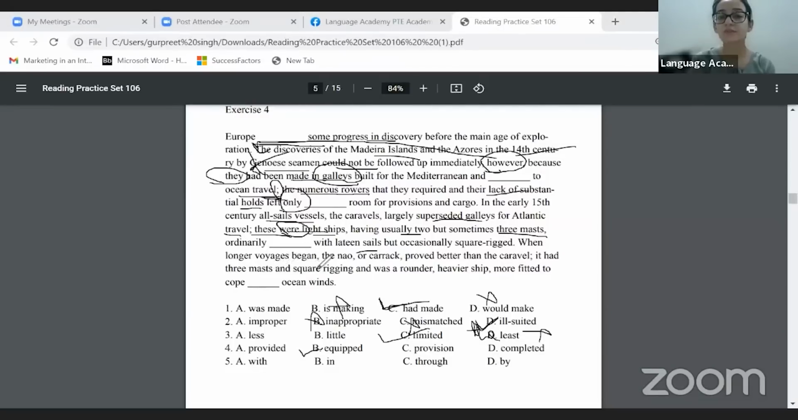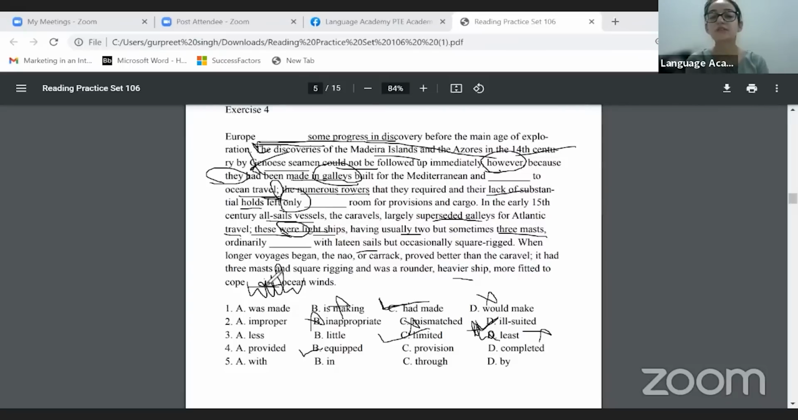When longer voyages began, the nao or carrack proved better than the caravel. It had three masts and square rigging and was a rounder, heavier ship, more fitted to cope ocean winds. So this is a complete collocation. Cope always comes with cope with. And this most of you have done, right? Because it's a common collocation. We use it in everyday life. You need to cope with your stress. We need to cope up with your studies, cope up with your preparation. So a lot of times we use this combination together.